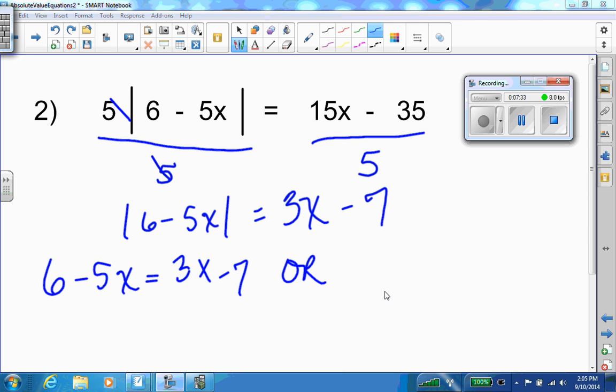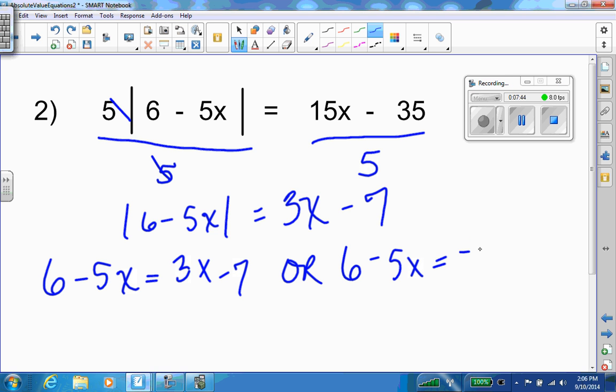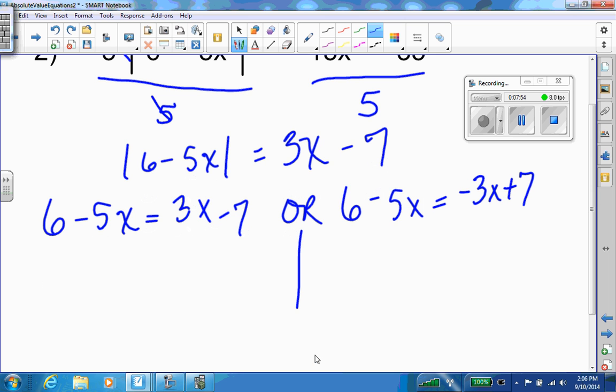Or our second equation would be 6x minus 5x equals negative 3x plus 7. So in the second equation, we change the signs of all the terms that come after the equal sign. So now that we have our two equations set up, we're going to solve each of these.